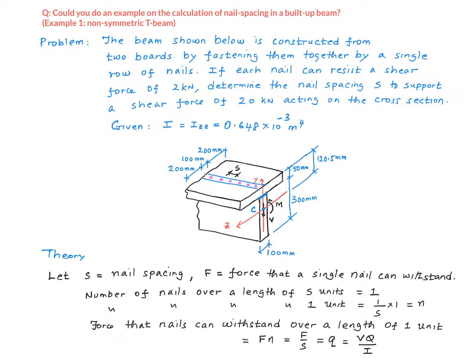Since shear flow is defined as the force per unit length, let's go ahead and figure out how many nails we will have over a length of 1 unit. The meaning of the spacing, little s, is that we have just one nail over a length of s units, right? And therefore, the number of nails over a length of 1 unit would be 1 over s times 1. Let's call this little n. Since the strength of one nail is F, the total strength of nails over a length of 1 unit would be F times n, right? So that's F over S. And then F over S, therefore, must be equal to little q. And little q is given as VQ over I. So this is the connection between the spacing S and the shear flow, little q.